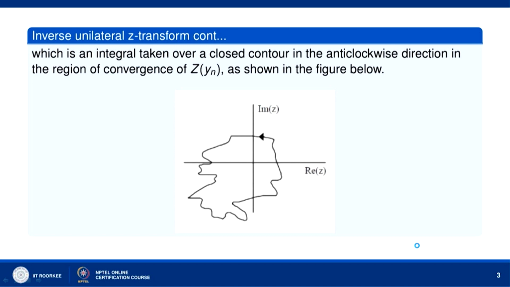Now, here you can see this is the region of convergence. In the region of convergence, this is a simple closed curve, which is an integral taken over a closed contour in the anti-clockwise direction in the region of convergence of Z of y n, as shown here in this figure.